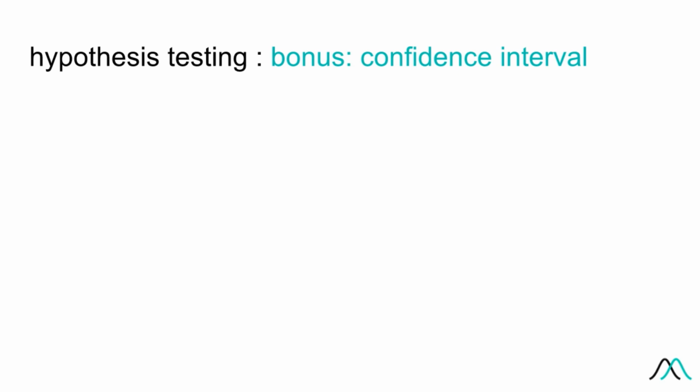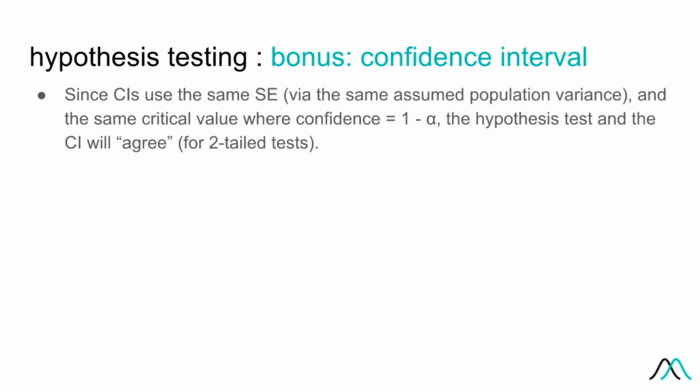One final note on hypothesis testing and confidence intervals. A two-tailed hypothesis test of some alpha and then a 1 minus alpha confidence interval can, quote, agree. That is, if the hypothesis test rejected the assumed mu as the true population mean, then the CI will not contain the assumed mu. On the other hand, if the test failed to reject, the confidence interval will contain mu. So whether or not the interval contains mu can be another way of accepting or rejecting H0.